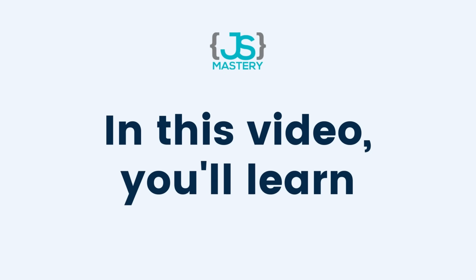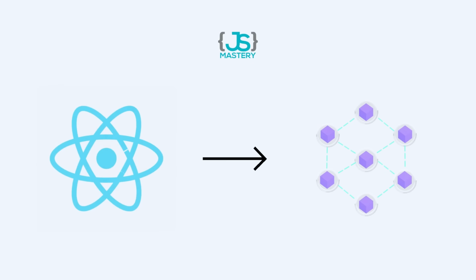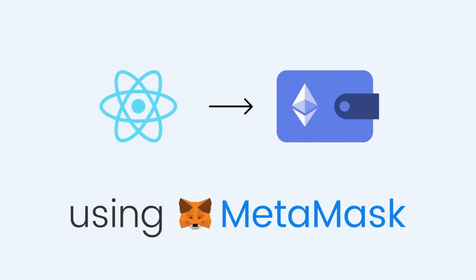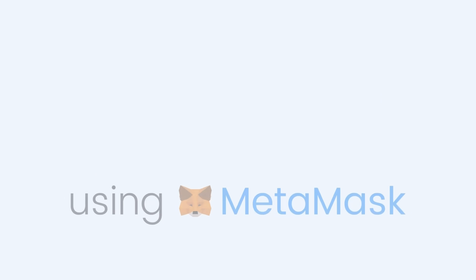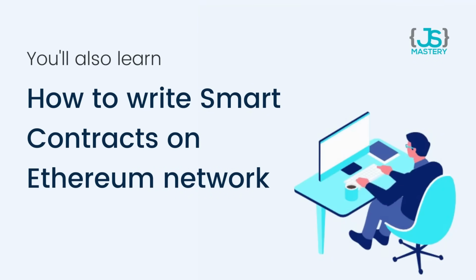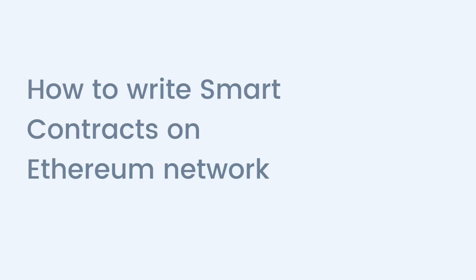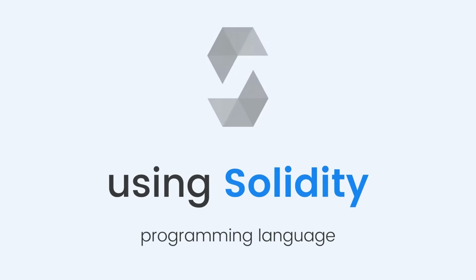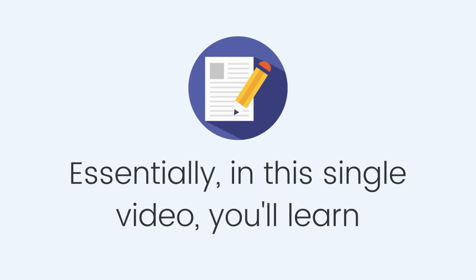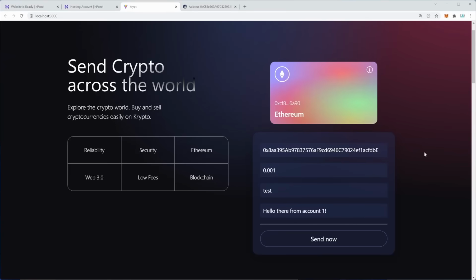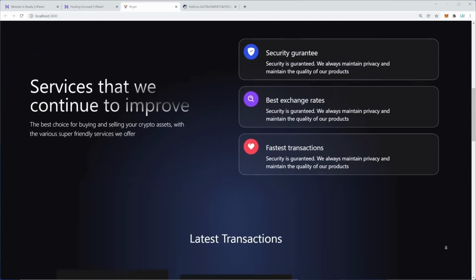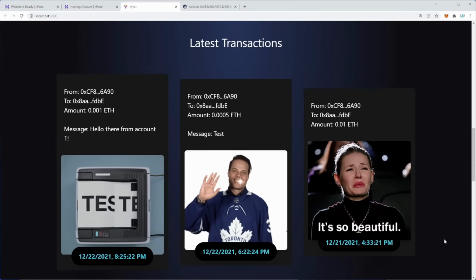In this video, you'll learn how to connect a regular React.js application to the blockchain and pair it to your Ethereum wallet using MetaMask. You'll also learn how to write smart contracts on the Ethereum network using the Solidity programming language. Essentially, in this single video, you'll learn how to create a full-fledged Web 3.0 application that allows users to send transactions through the blockchain. Each transaction will then be paired with a GIF, and it will be forever stored on the blockchain.